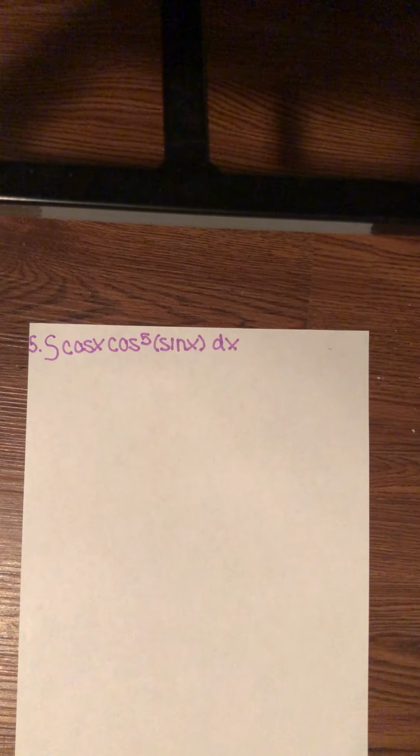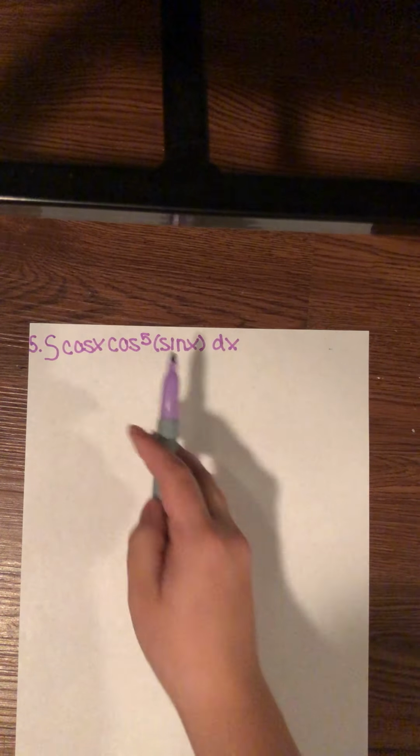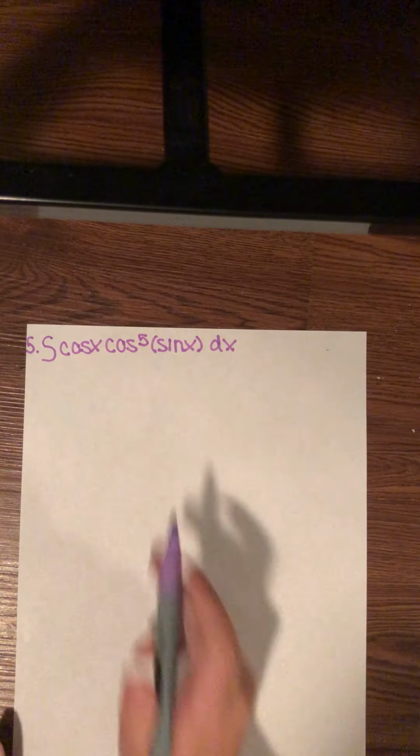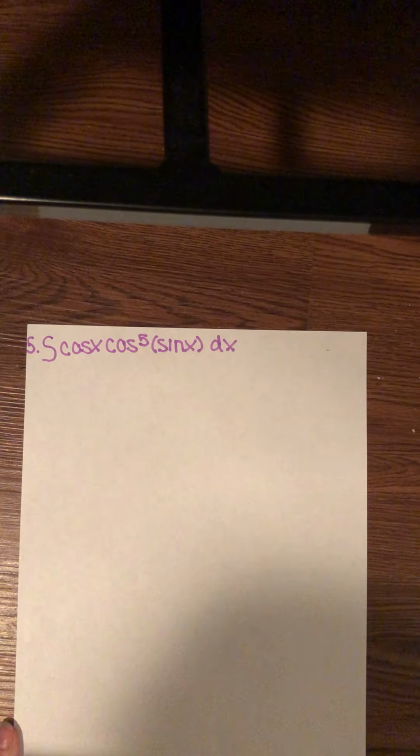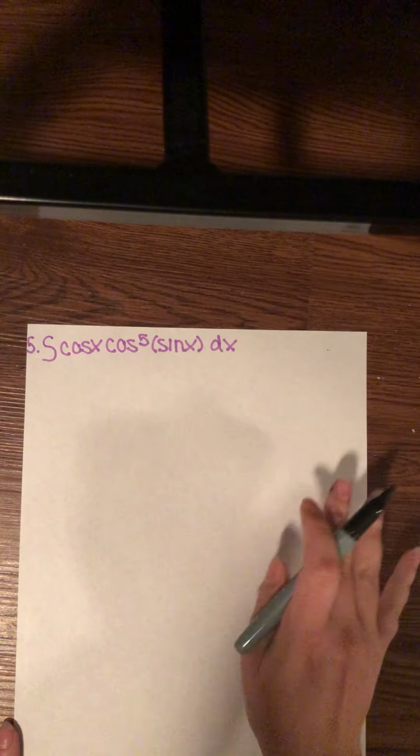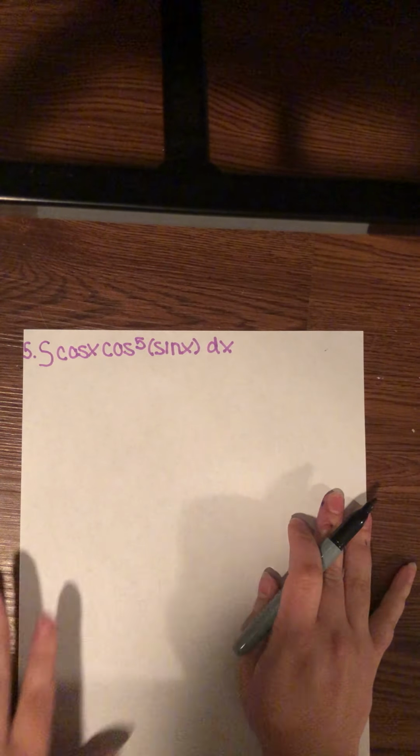So question 5 on the exam was the integral of cosine x times cos to the 5th sine x dx. Now it's important to recognize that this is in the cosine. So we can't just do cos x times cos^5 x times sin x, because that's not what they're asking for. So to start with this problem, we're going to make it easier to look at.